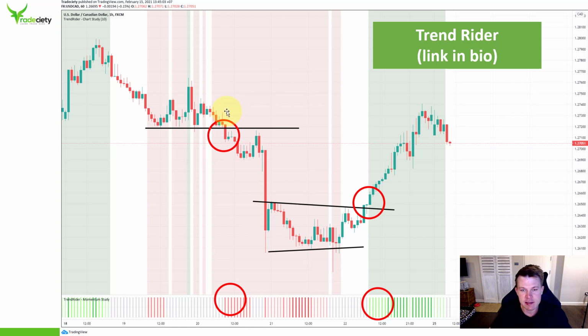At the same time, you can see that the background color is changing between white, red and green. And if all of those things align, a breakout, a red bar on the momentum study and a red background color, then you're looking at high probability trades. And you can see as long as the background color is also still red, then you're usually good to hold onto your winning trade.